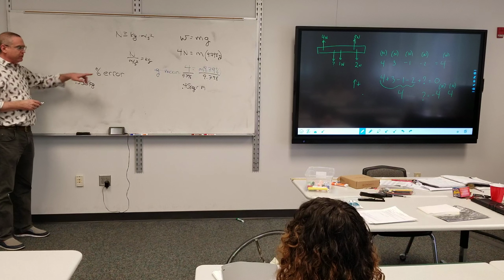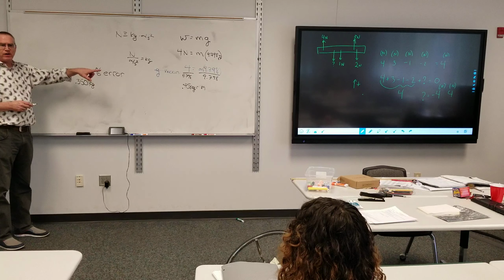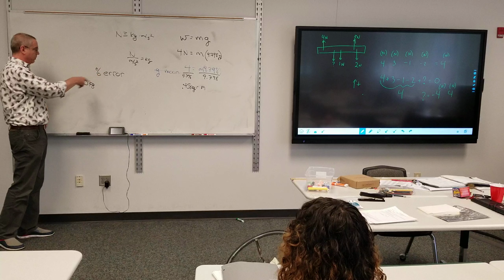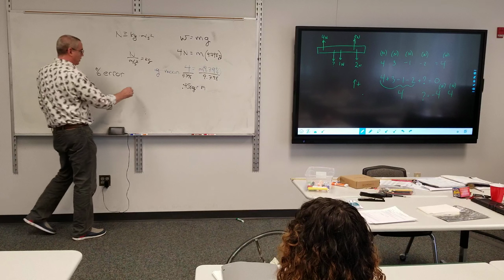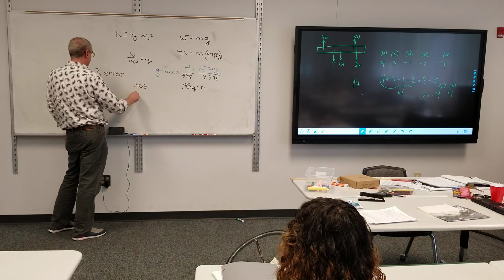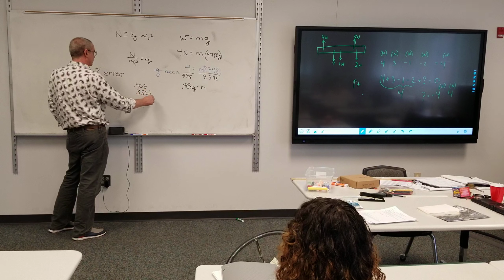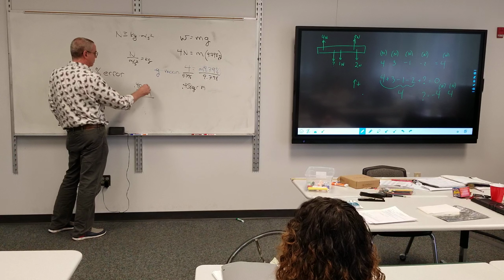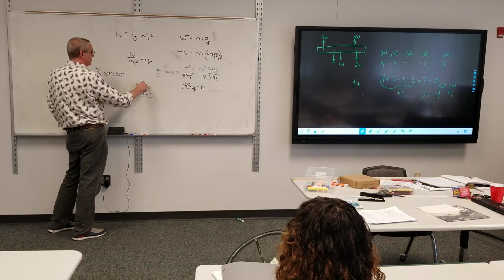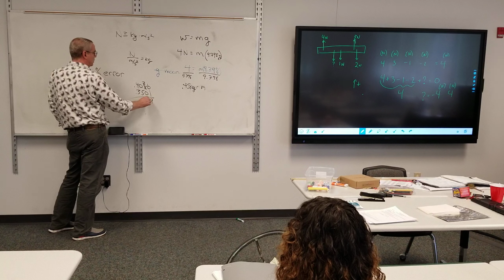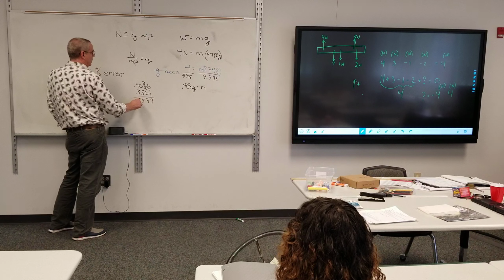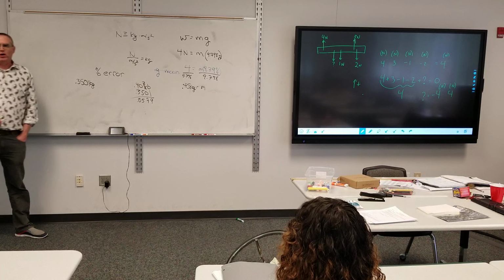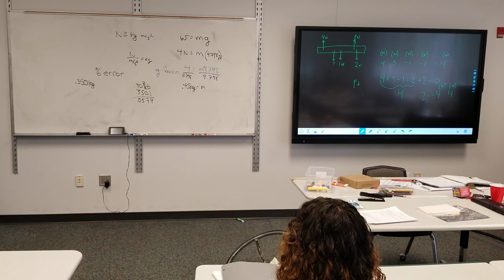Now to find the percent error, I first need to figure out how far off I am from the correct value. So I just find the difference. So 0.408 minus 0.3501. I think I said it wrong, but it's written right. 7, carry the 1, 9, 7. All right, so I'm off by 0.0579 kilograms.